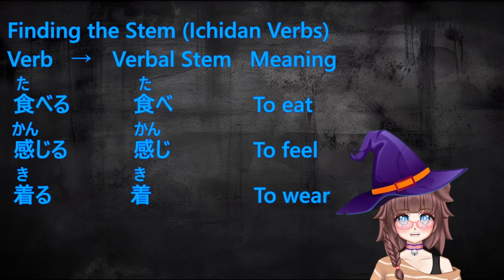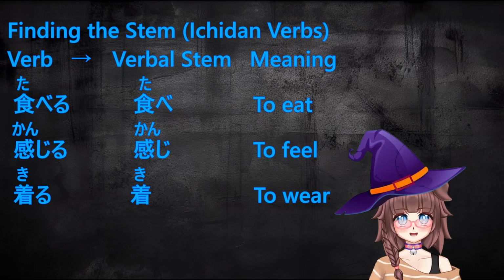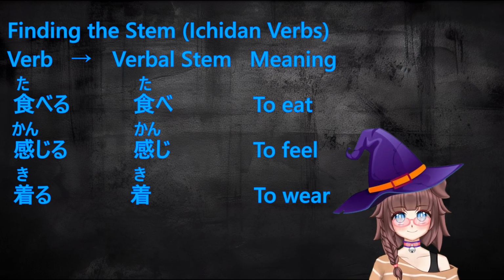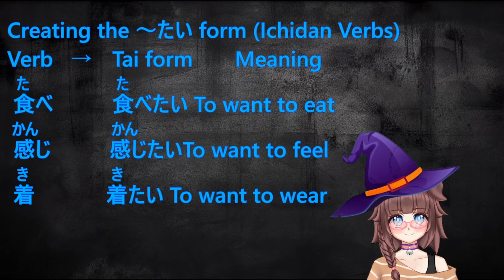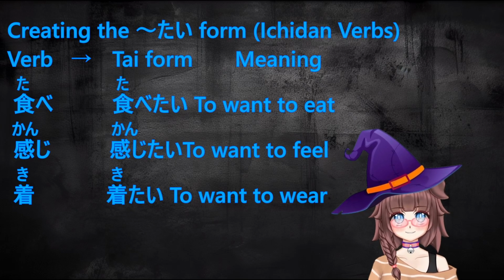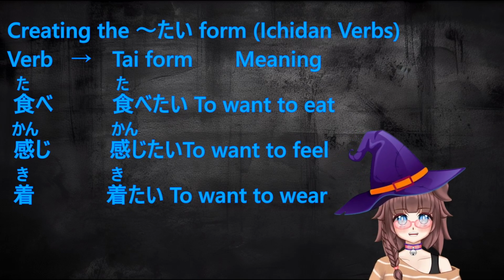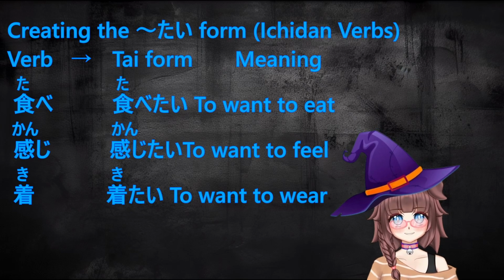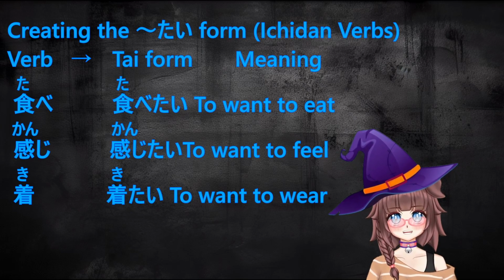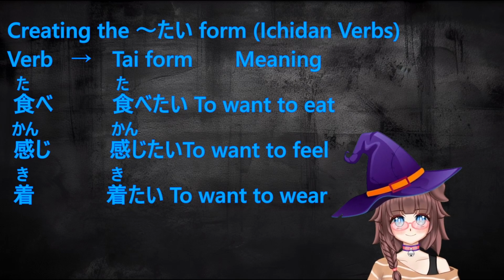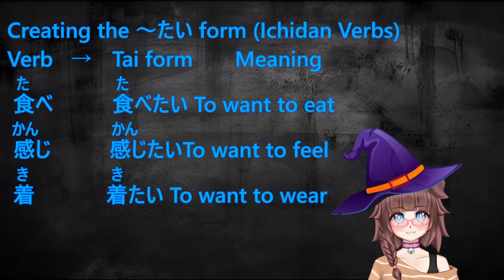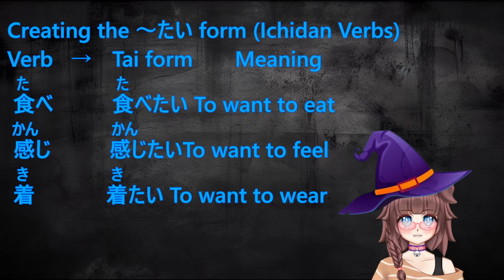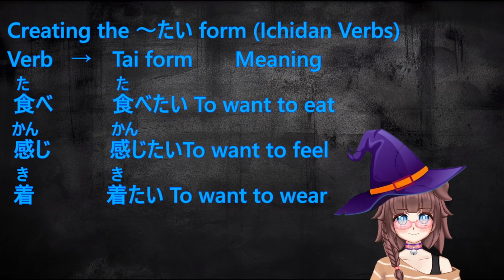In all three of these cases, just like we saw with miru, in order to form the stem, you're simply dropping the ru. Once you have the stem, it's going to be really easy to form the tai, desire to do construction. See, it's pretty easy. Tabe plus tai becomes tabetai, to want to eat, as in the sentence, sushi o tabetai. Kanji becomes kanjitai, to want to feel, as in, kimi o ushigawa kara kanjitai. And to want to wear is going to be kitai, as in, ano kimono o kitai. I want to wear that kimono.